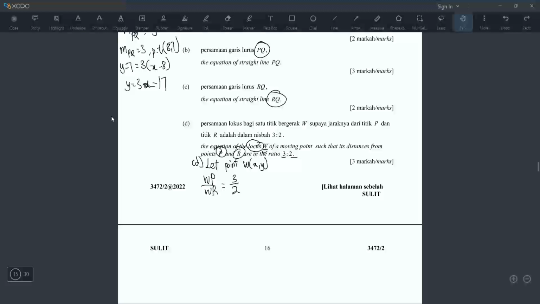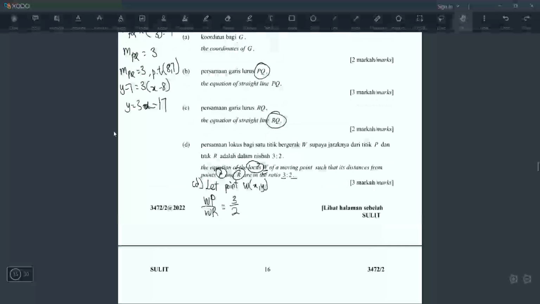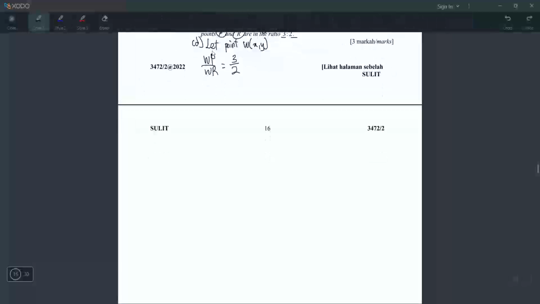And then what you do now is you cross multiply. Okay, you cross multiply. So when you cross multiply, it becomes what? 2 times the distance of WP is equal to 3 times the distance of WR. Okay, some students, they will cut the W here. Don't do that. Don't do that. Okay, please. Don't cut the W. Cut the W, then your marks also get cut already. Okay, don't cut the W.